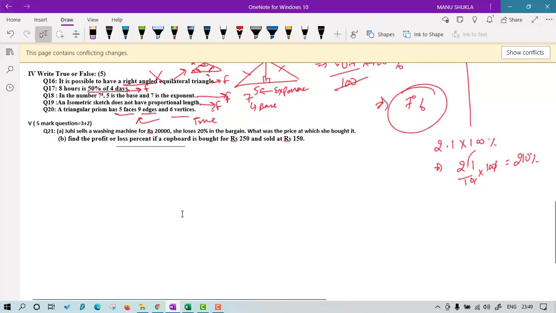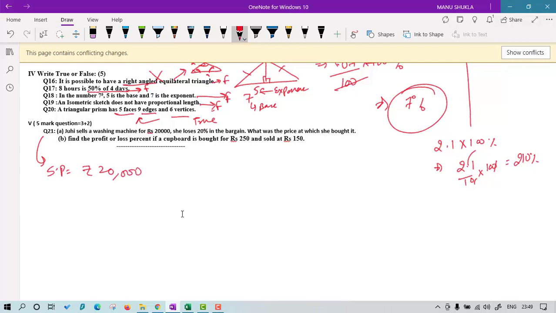Okay, so this question is from NCERT only, I have changed the values. In NCERT the value was different, but let's see, the concept is similar. What is given to you is the selling price of the washing machine, that is SP is equal to rupees 20,000. She loses 20% in the bargain, so the loss percentage is 20%. Now what they are asking is the price at which she bought it, so they are asking for the cost price. So we can say it is rupees X.